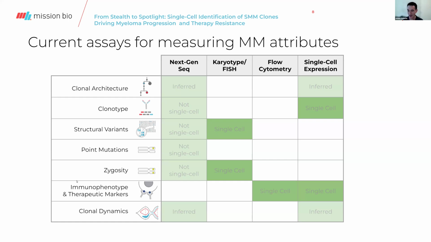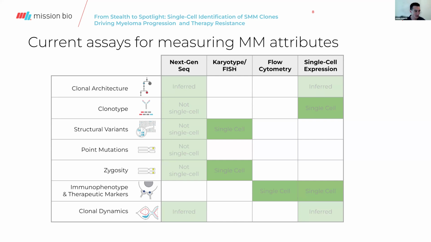So here's that same list, and now I'm just going to list some of the technologies that can look at them. One of the most versatile is probably NGS. The problem with NGS is it can measure a lot of these things, but clonal architecture and clonal dynamics, you're mostly inferring from bulk. And then clonotype, structural variants, point mutations, zygosity, you can measure it, but it's not really single cell. So you can't tell which clones, how are these populations grouped together? Are some of these features mutually exclusive from each other, or are they co-occurring?